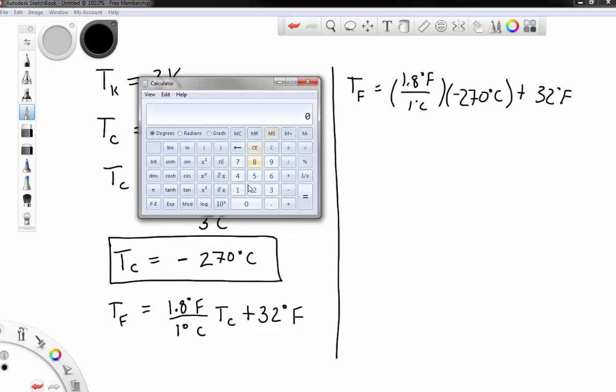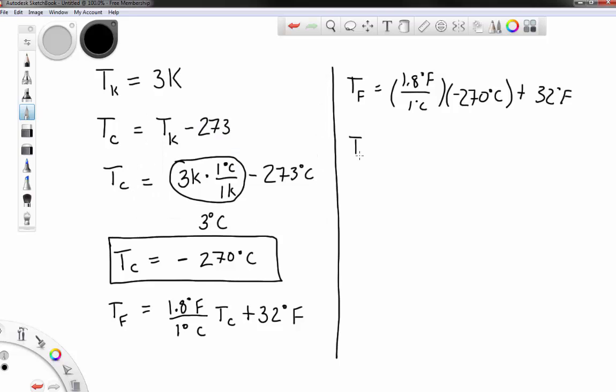So out comes the calculator. We had 270, which is negative, times 1.8, and then we need to add to that 32, and you get minus 454. So the temperature in Fahrenheit is minus 454 degrees Fahrenheit.